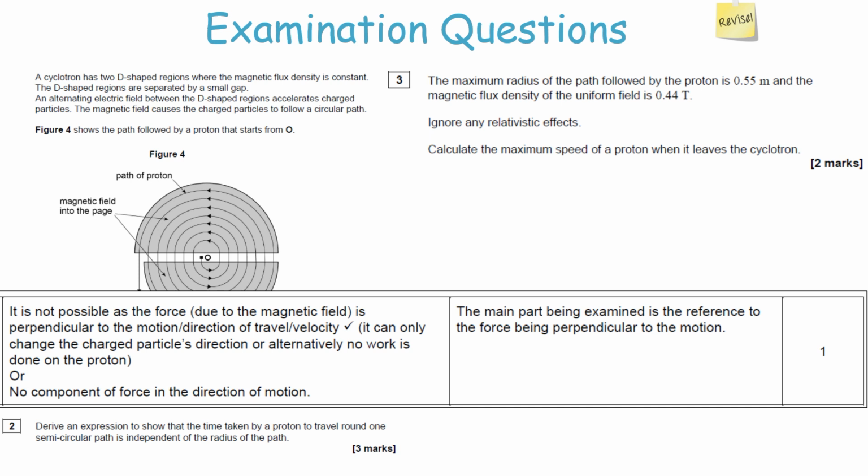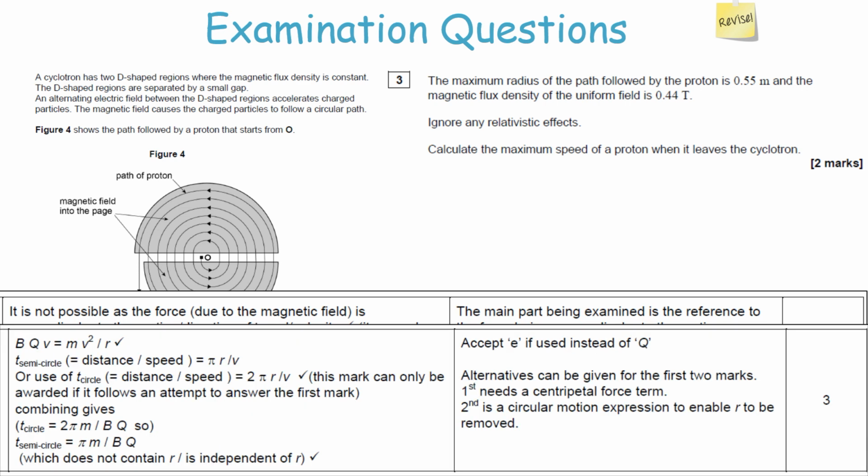So what you need to do is work out the expression for the time taken for the proton to travel around one semicircular path and show that the radius is not in the equation. So what you'd say is you'd look at what's going on, and our magnetic force is acting as the centripetal force in the equation. So you would therefore say BQV is equal to mv squared over r. The magnetic force is equal to the centripetal force.